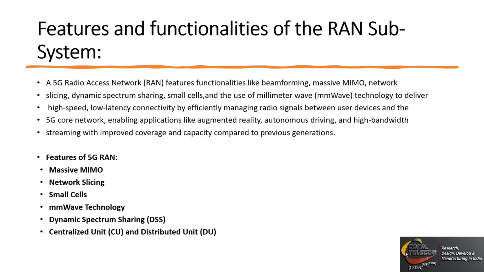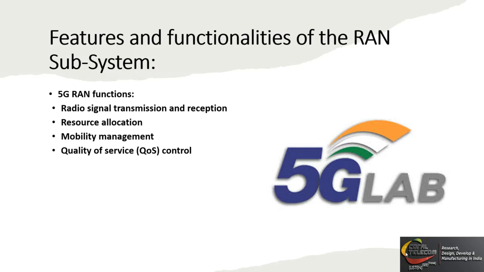Massive MIMO technology: when you use your system, you have multiple transmission channels and multiple receiving channels. Like you are going to create your radio for 2x2 or 4x4 or 8x8. Then the feature and functionality of the RAN subsystem: as we already discussed, radio signal transmission and reception from the user.